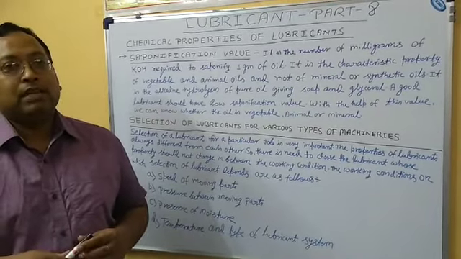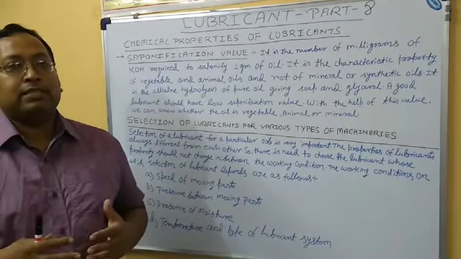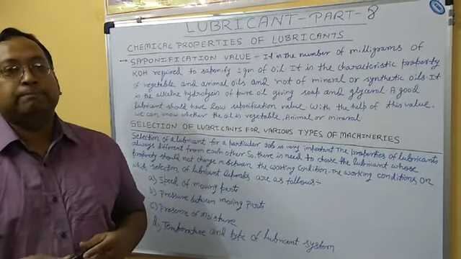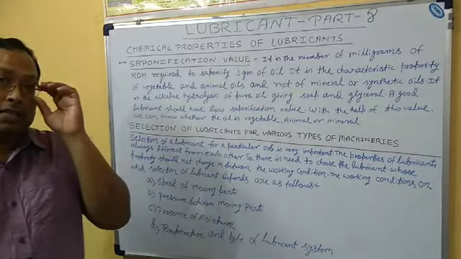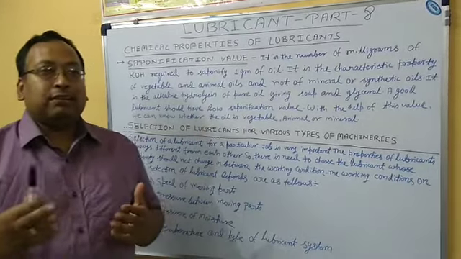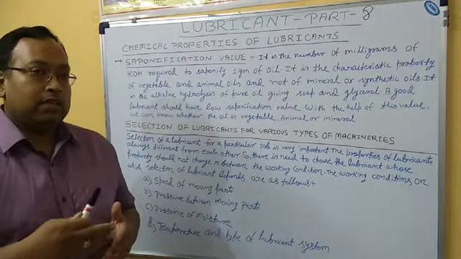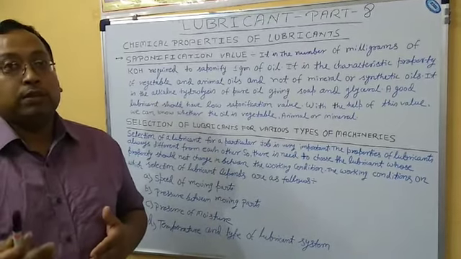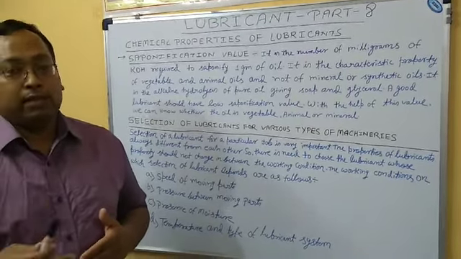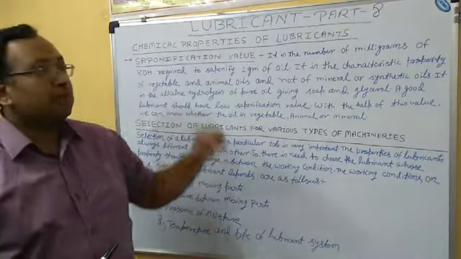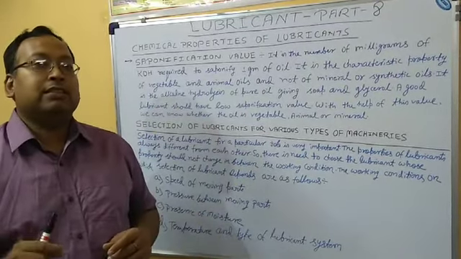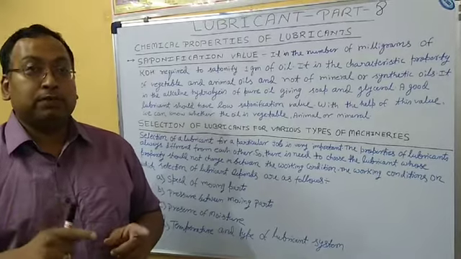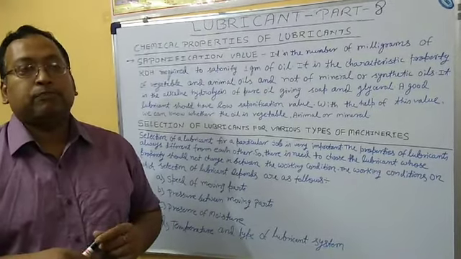For example, if there are three types of lubricants in front of you in a beaker, and I ask which one is animal oil, which one is vegetable oil, and which one is lubricant oil, meaning petroleum oil, and there is no name written on the beaker, then this saponification value or this process is very important to distinguish between the oils.